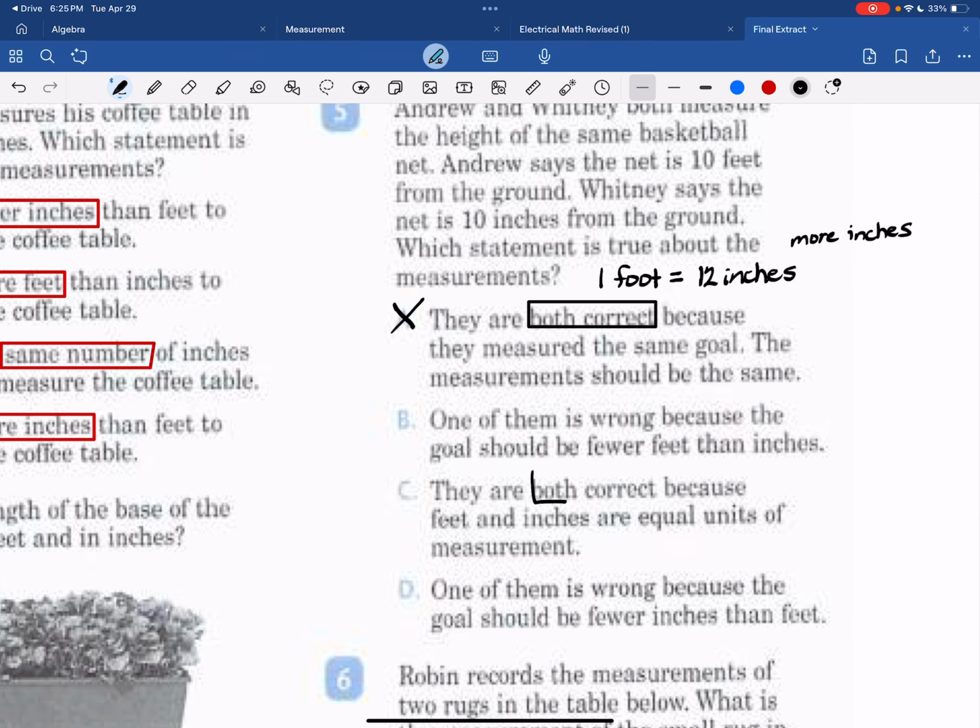They are both correct? No, because feet and inches are equal units of measurement. That is not true. We can eliminate that one. One of them is wrong. I will go with that because the goal should be fewer feet than inches. No, it should be more inches than feet. So the answer is indeed B, as in Bravo. You would need more inches to express that amount.